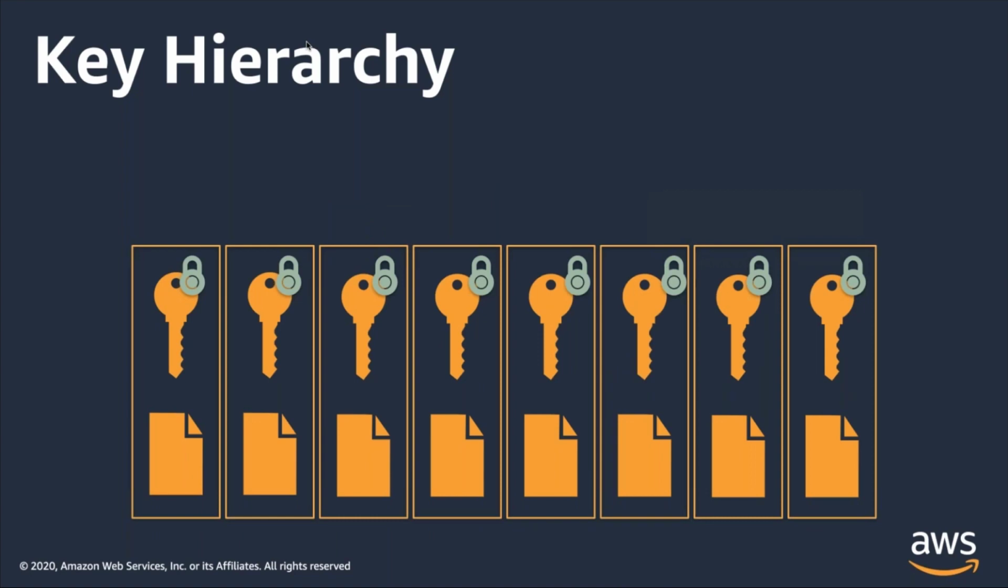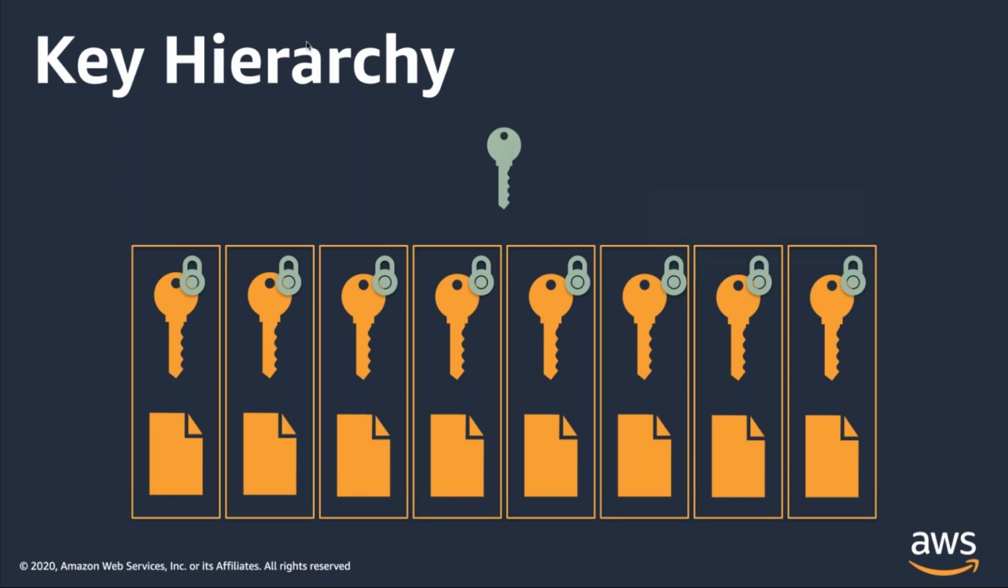So maybe we can encrypt the key and store it with the object itself. That way, we don't have to worry about storing the keys separately from the objects. We can store them together. In AWS, this is a technique that we use, storing encrypted data keys with the data that they protect, that we call envelope encryption. Let's see why.